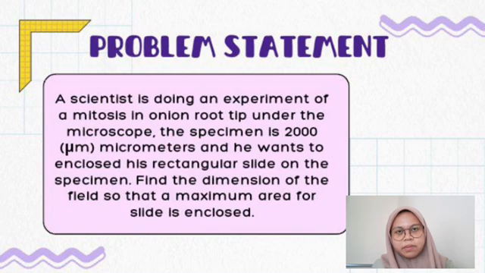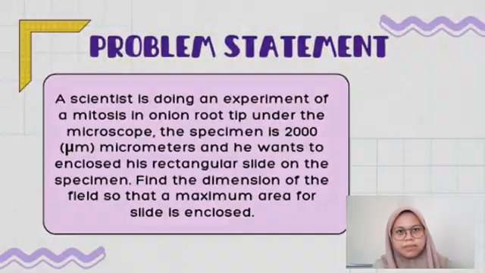Moving on to the problem statement. A scientist is doing an experiment on mitosis in an onion root tip under the microscope. The specimen is 2000 micrometer and he wants to enclose his rectangular slide on the specimen. Find the dimensions of the field so that the maximum area for the slide is enclosed.